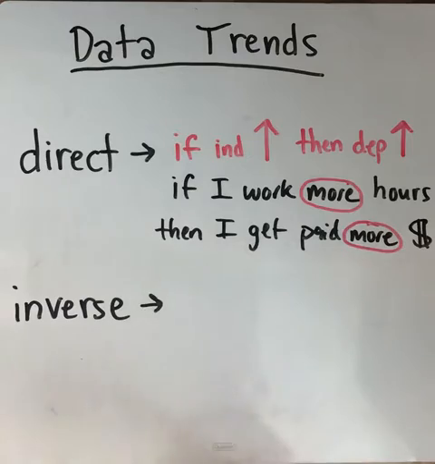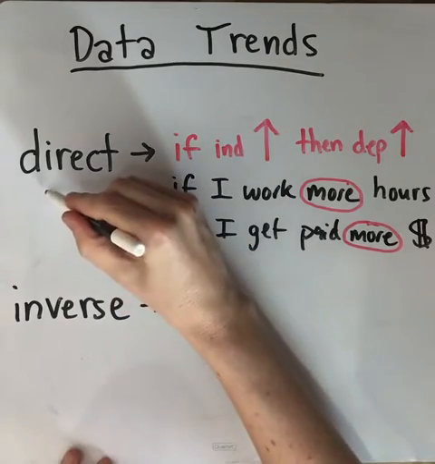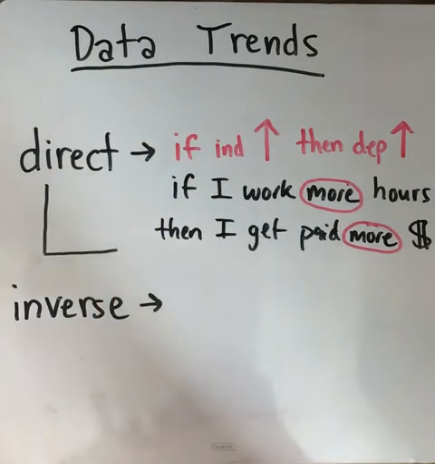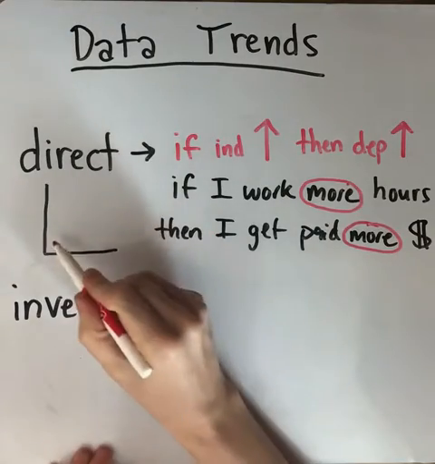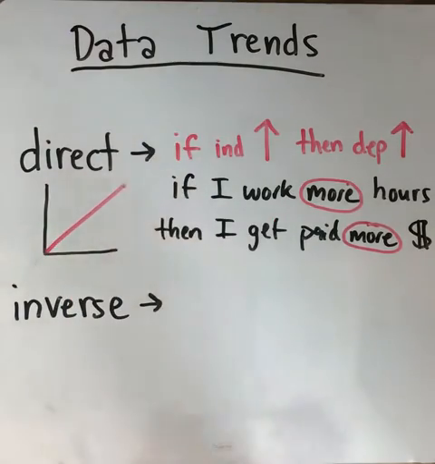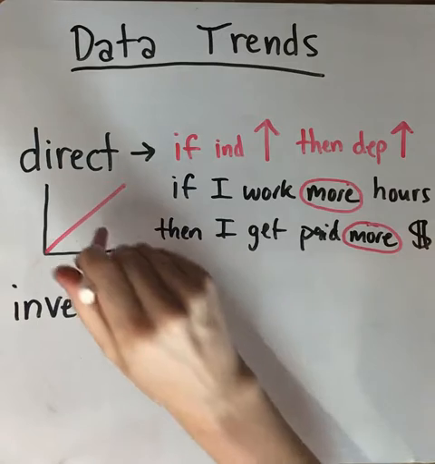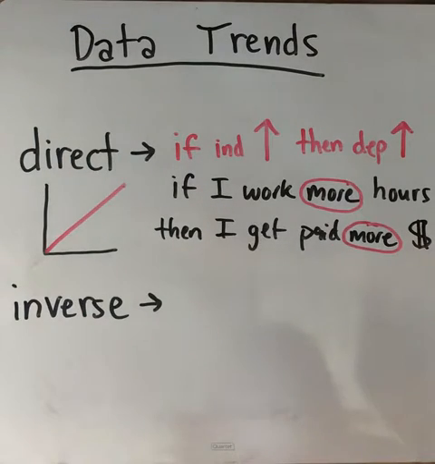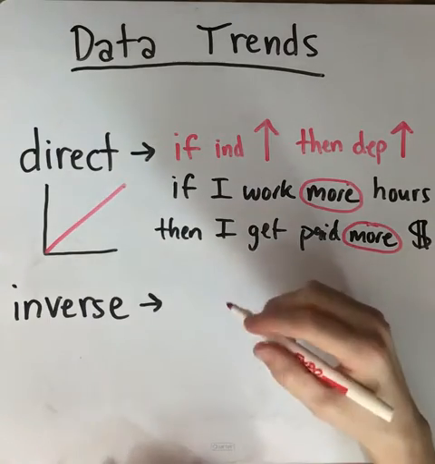When you graph a direct relationship, you usually get a straight line. And this is one of the shapes that we know how to derive an equation for. So again, this is called directly proportional. On the other hand, we have something called inversely proportional.